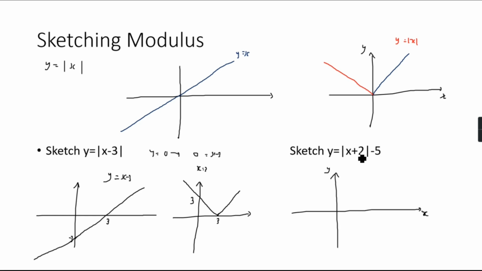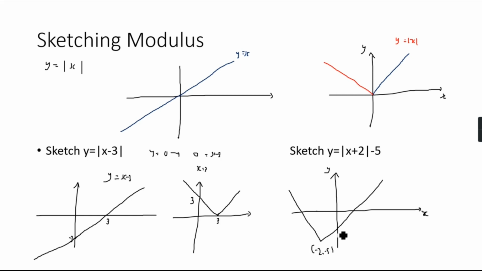So x plus 2, that means it's going to move, we're considering this graph here, y equals modulus x, it's going to move left by 2 units, right? But then it's going to move down by 5 units. Imagine from our transformation of graphs, if you want to look at videos of that, you can. But yeah, we're moving down by 5. So (-2, -5) is where our vertex will be essentially.